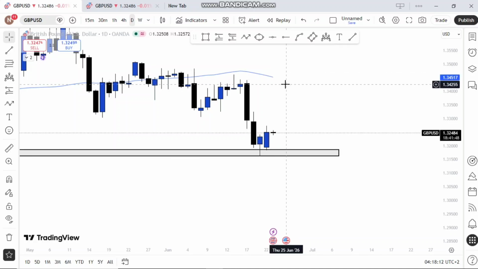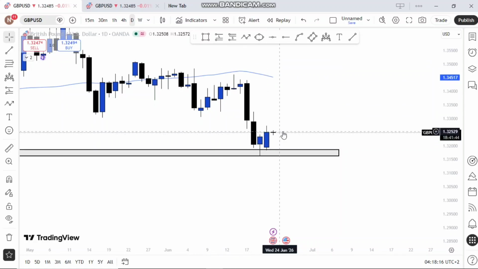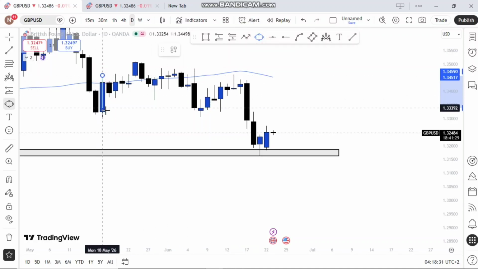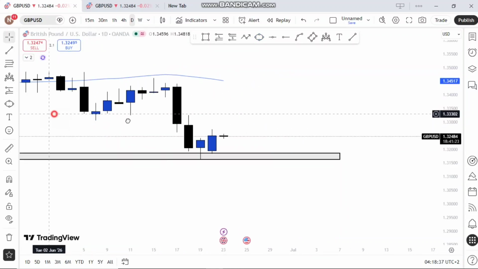What is an engulfing candle? Let me talk about it. It is a candle that eats the entire previous candle. It overshadows the previous candle. For example, this is an engulfing candle. Why do I say that?